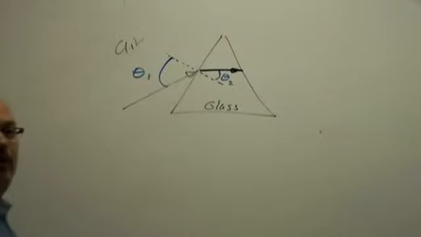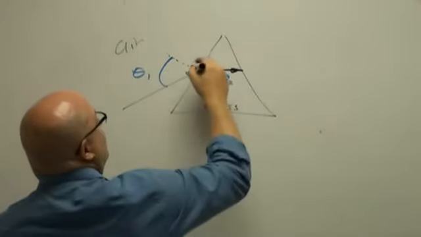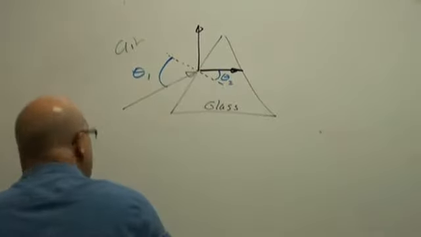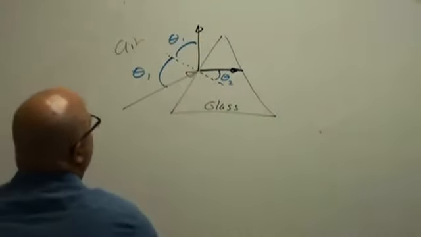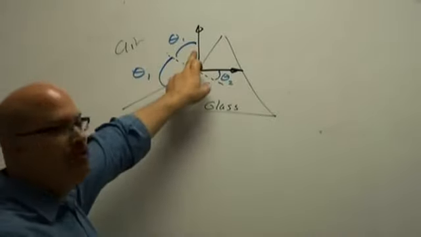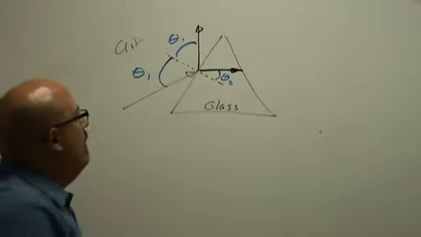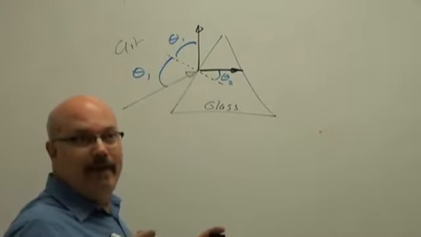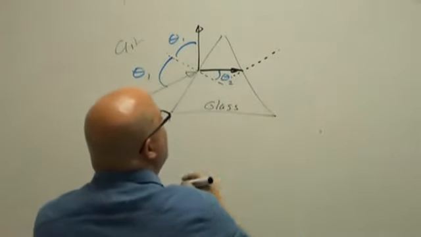Okay, now what about your reflected ray? Let's do your reflected one first. So there's your reflected one, where that's also theta 1. I think I drew mine a little too small, but that one should be the same as that one. Okay, now here's where it gets ugly. I have a new normal line, right? My new normal line is perpendicular over here.